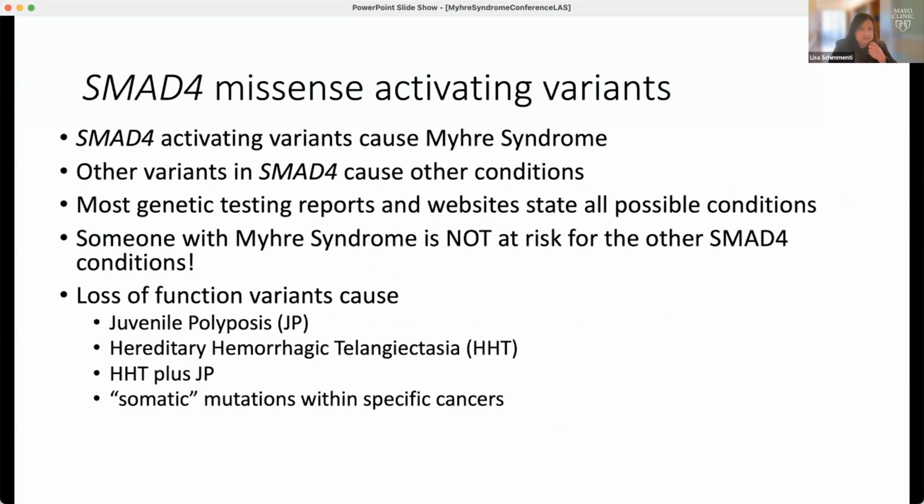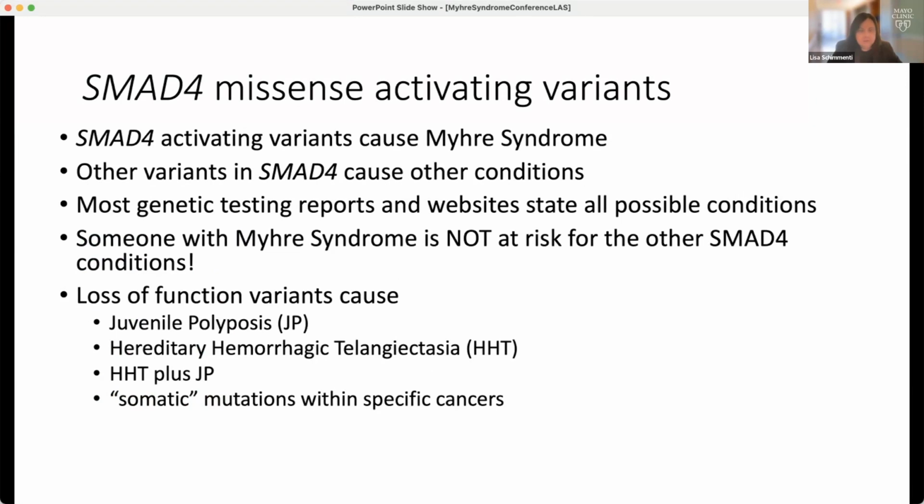So the variants in SMAD4 in Myhre syndrome are activating variants. And this is different than other conditions, and we'll talk about that. But basically, these variants change the way SMAD4 works.